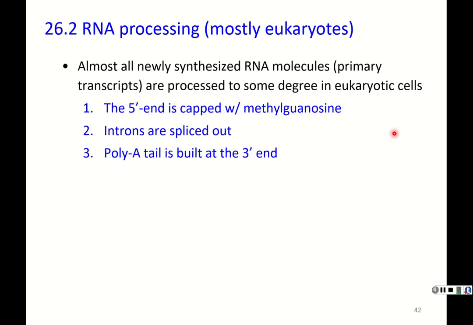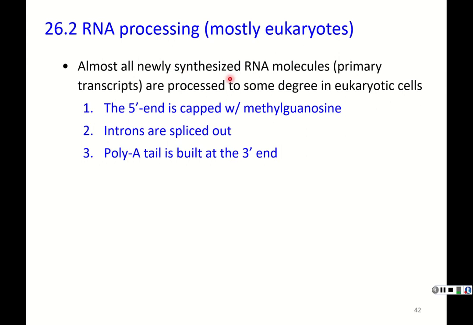Okay, moving on to section 2, and this is where we're going to talk about RNA processing. And this happens mostly in eukaryotes. So we've talked about transcription primarily in prokaryotes, but we mentioned at the end of that section how it happens in eukaryotic cells. In terms of processing, when we talk about RNA processing, we're primarily talking about eukaryotic cells.